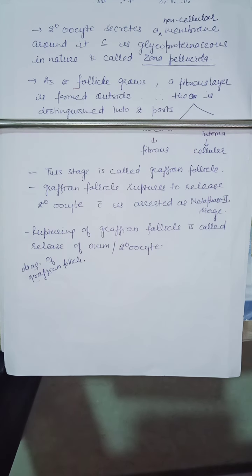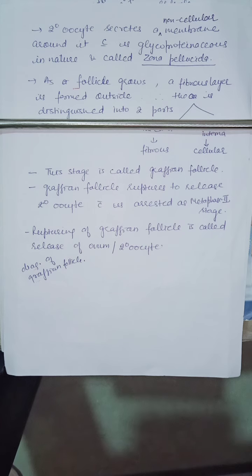See what happens. In females, oogenesis starts during the fetal life. Primary oocytes are formed, which are differentiated cells of oogonium, and they have entered into meiosis 1. But meiosis 1 is not completed. It is arrested at diplotene stage.